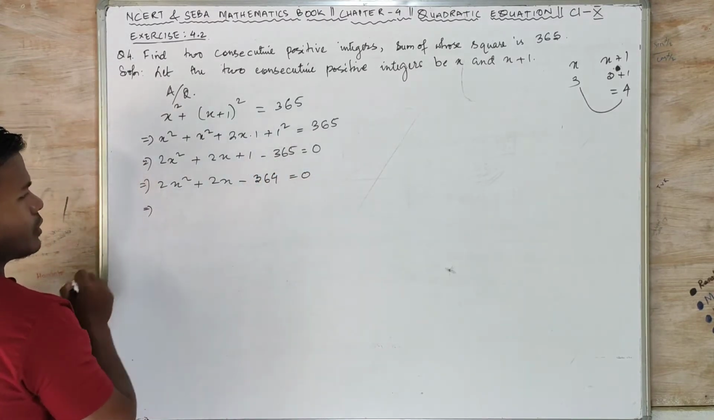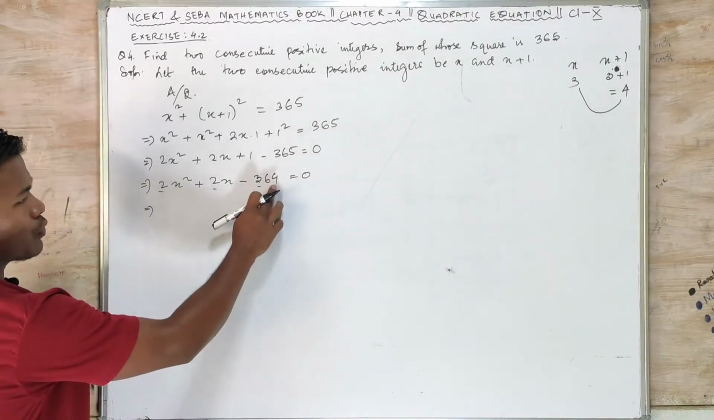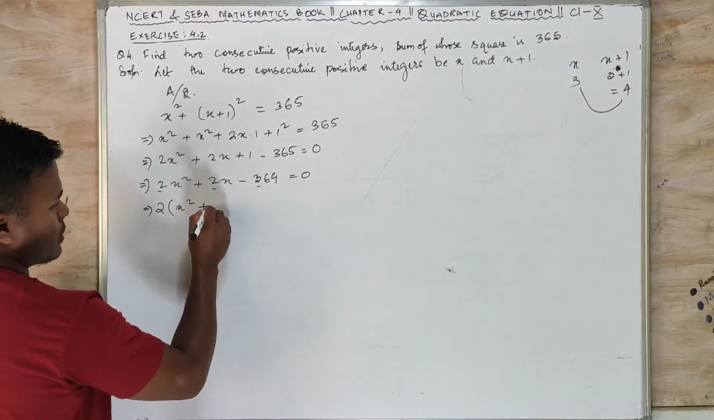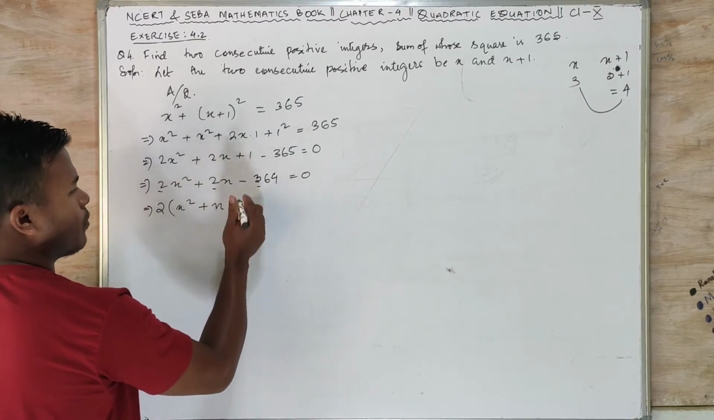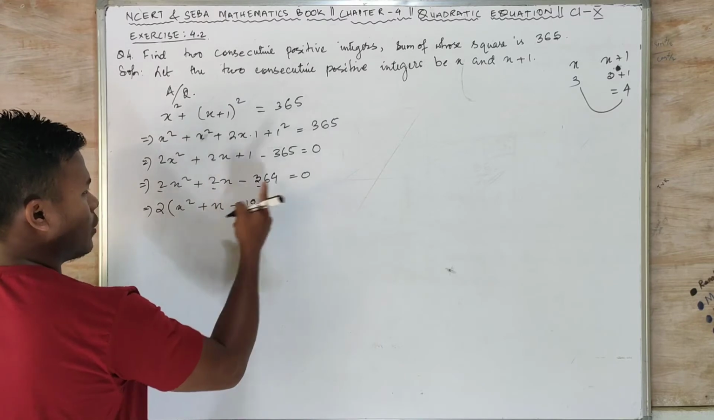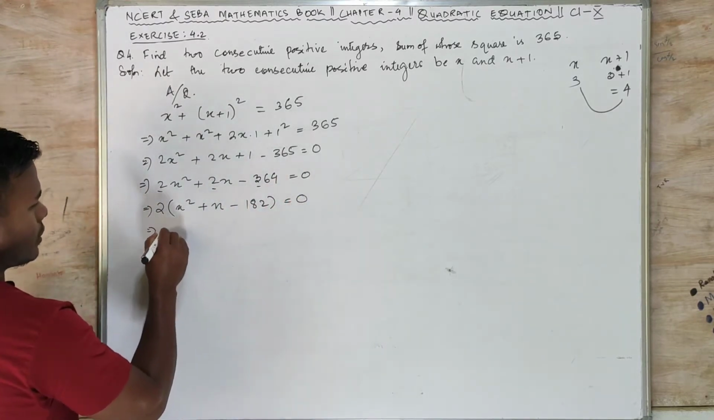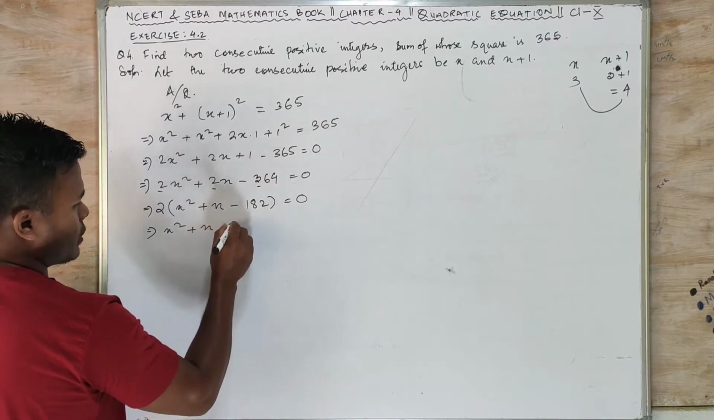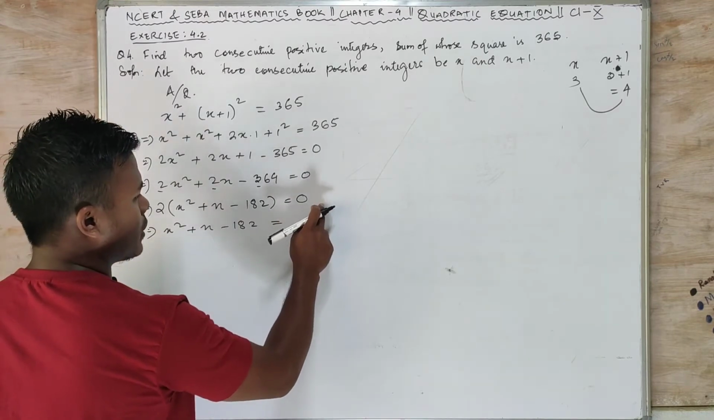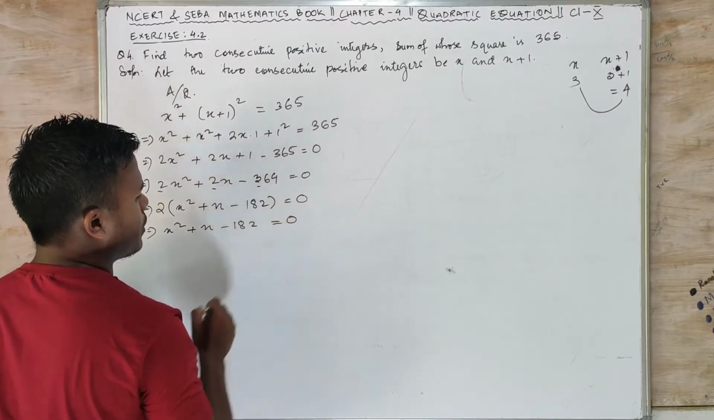Now you take 2 common from all of this. You can take it common because the digits end with an even number. So if you take 2 as common, x square plus x minus, 2 how many times is 364? 2 times 1 is 2, 2 how many times is 16? 8. Then 2 how many times is 4? 2, which is equal to 0. Then you will get x square plus x minus 182, which is equal to 0, since 2 goes to the denominator of 0, and 0 divided by any number will become 0.